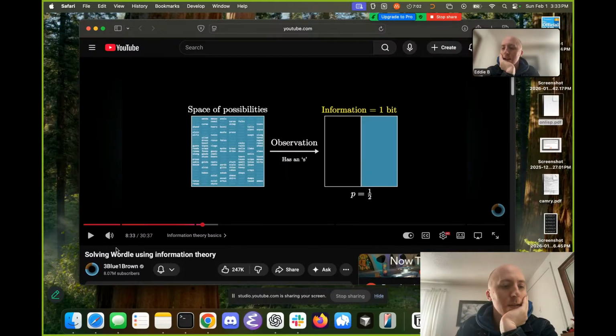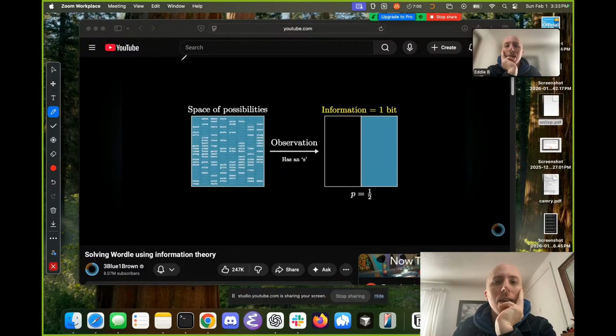But I guess if, say, only a quarter of the words have a C, let's say a quarter of the words have a C. So either the hidden word has a C or it doesn't. If the hidden word has a C, then that observation provided us 2 bits of information.